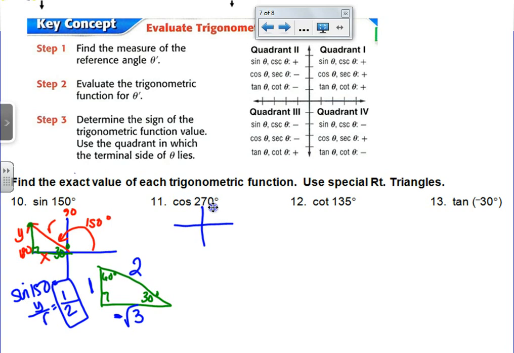Where's 270 at? I think it's one of the quadrantal angles. I think he's down here. So from here to here is 270. Now normally I'd ask you to find a reference angle, but I don't think this guy has a reference angle because his reference angle is 90. He doesn't really make a pretty triangle.